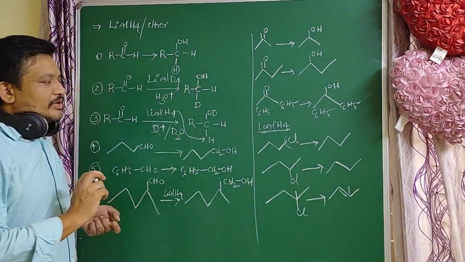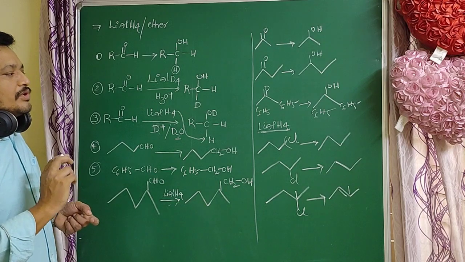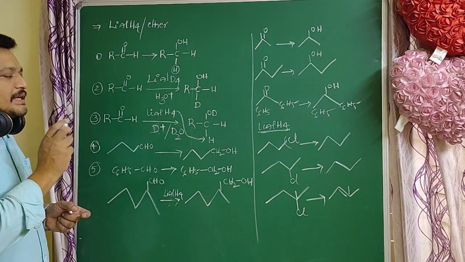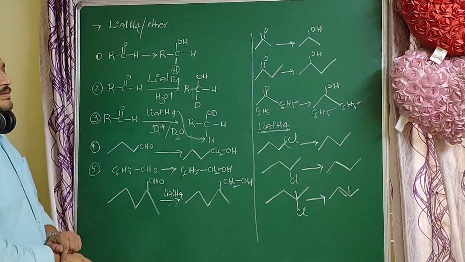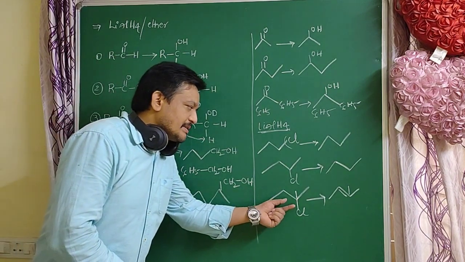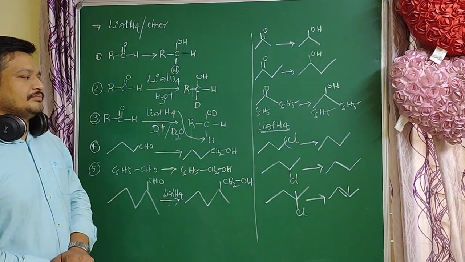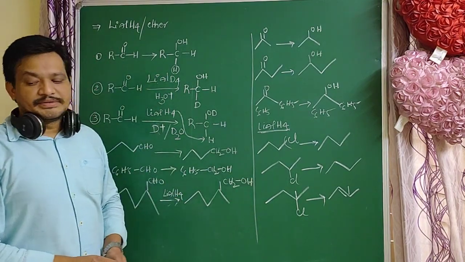So lithium aluminum hydride is a very suitable reducing agent for reduction of primary and secondary alkyl halides. Here an elimination reaction takes place. Elimination reactions.